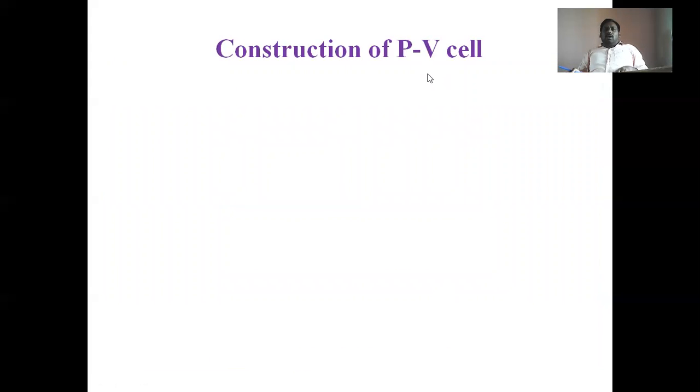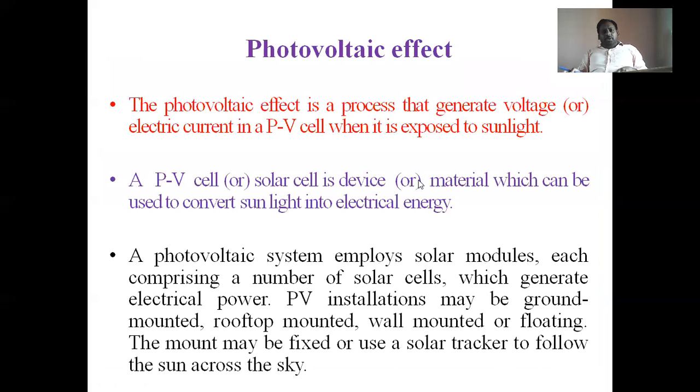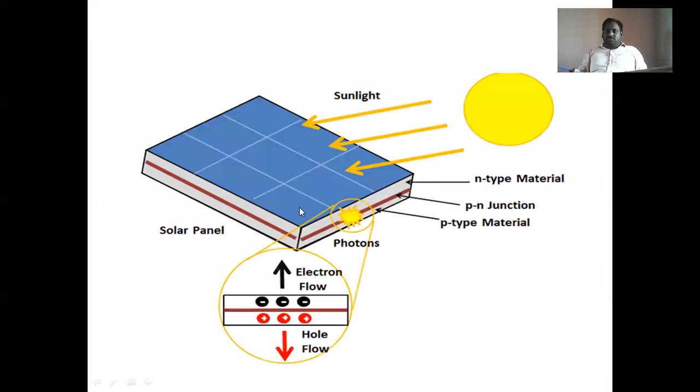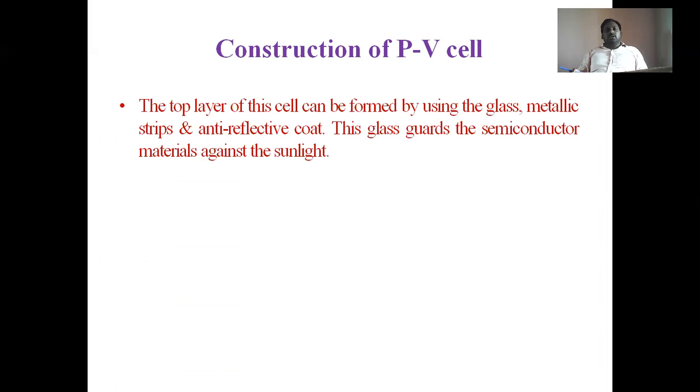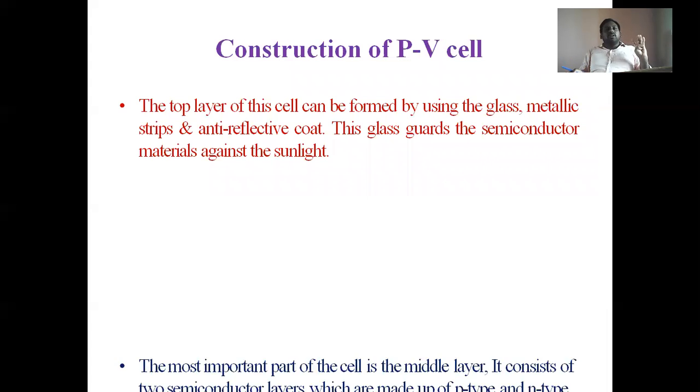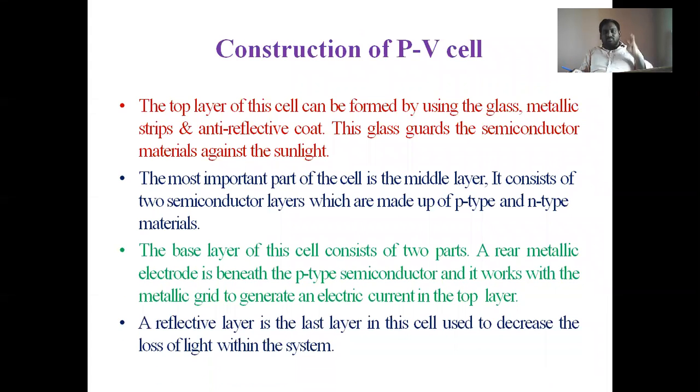And what is a PV cell? We already discussed. A PV cell is nothing but a solar cell. This PV cell is a material which can be used to convert sunlight into electrical energy. Then how to construct this PV cell? Simply it is a semiconductor material here. Here 4 types of layers are there like this.